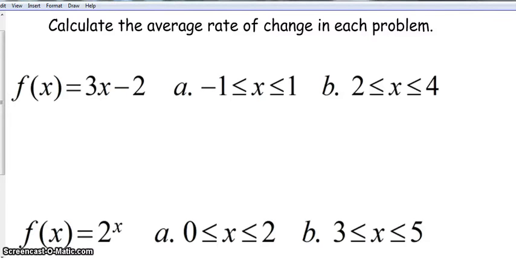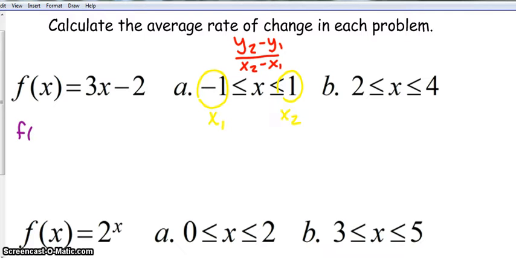Now we're going to continue our look at average rate of change by actually calculating it, remembering that the formula we used was basically y2 minus y1 over x2 minus x1 to find the rate of change. Okay, so here I have my negative 1, which is going to be x1, and I have 1, which is going to be x2. So the first thing I need to do is calculate my function values, my y values.